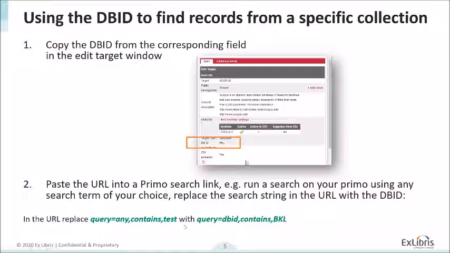Now, what you want to do is take this DBID and fill it in instead of the search string. In this case, I replace my test with the DBID BLK, and you also replace any with DBID. If you do that and then press Enter, you will execute a search in Primo CDI for this particular DBID, and you'll get results that are affiliated with this particular collection. So this is a way to check that your activations are showing up correctly in the Primo interface.